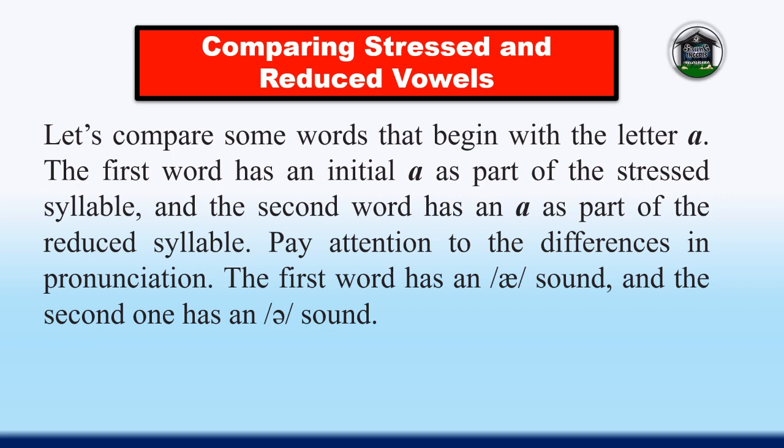Comparing stressed and reduced vowels. Let's compare some words that begin with the letter A. The first word that you hear will have an A in the beginning of the word, which is a stressed syllable, and the second word has an A as part of the reduced syllable. Pay attention to the differences in pronunciation. The first word has an A sound, and the second one has an A sound.